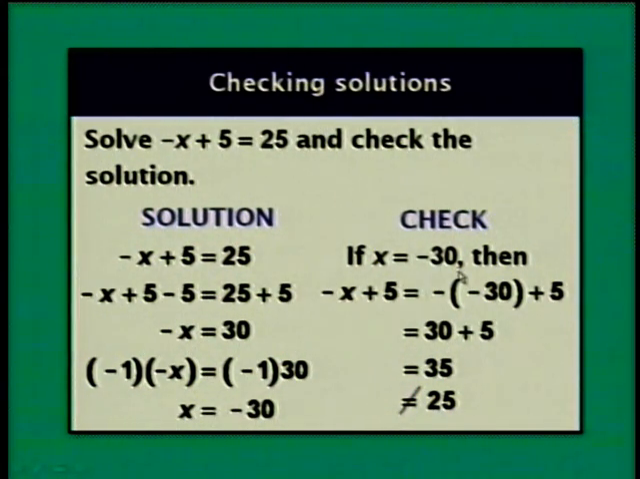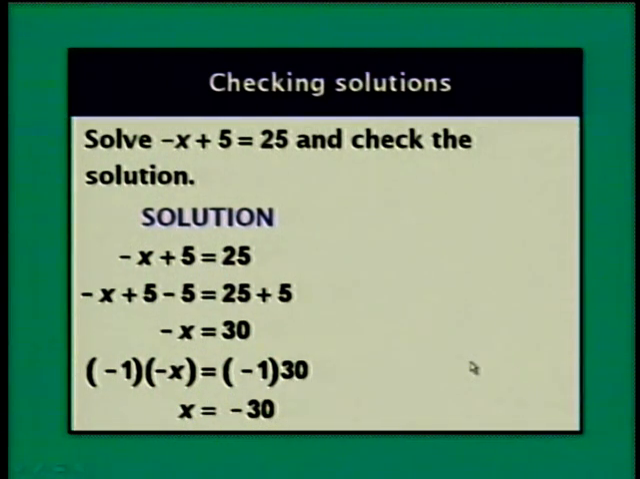So I'm going to check the check first. The proposed solution came from the equivalent equation x equals negative 30. So if x equals negative 30, then the opposite of x plus 5 is the opposite of negative 30 plus 5. Let's see, opposite of negative 30 is positive 30. 30 plus 5 is 35. Arithmetic seems to be okay in the check. So now let's check the solution.